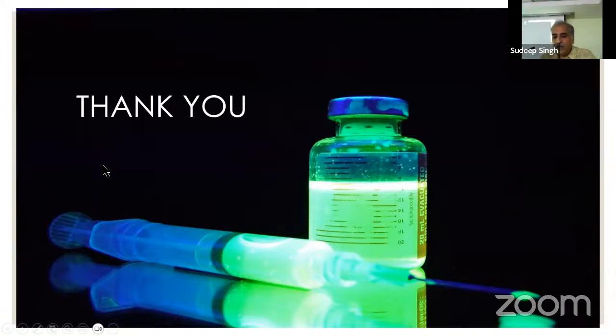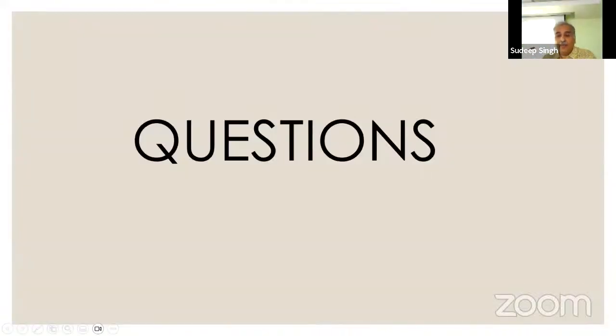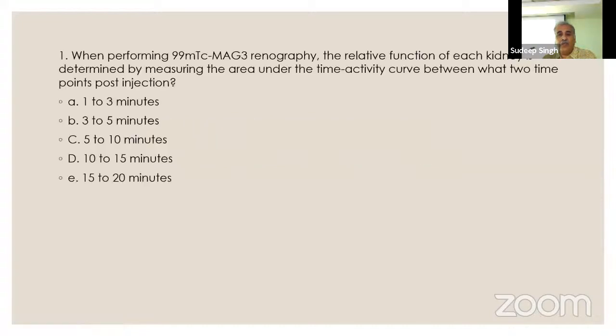Right. So as you all know, we end our session with MCQs. MCQ number 1. When performing technetium-99m MAG3 renography, the relative function of each kidney is determined by measuring the area under the TAC between what two time points post-injection? Is it 1 to 3, 3 to 5, 5 to 10, 10 to 15, 15 to 20? So it is 1 to 3 minutes, right?